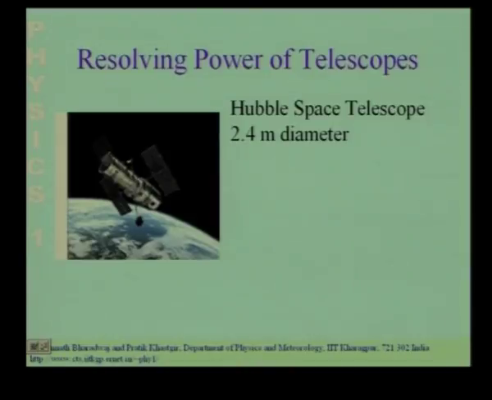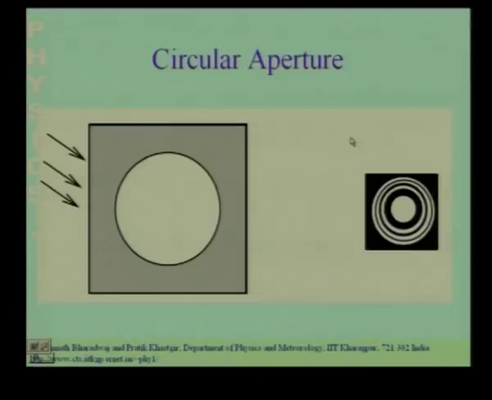Here I have shown you the Hubble Space Telescope. You can see that there is a circular aperture through which light enters the telescope. Light which comes outside this circular aperture does not enter the telescope. This is true for all telescopes. For the Hubble Space Telescope, the circular aperture is of diameter 2.4 meters.